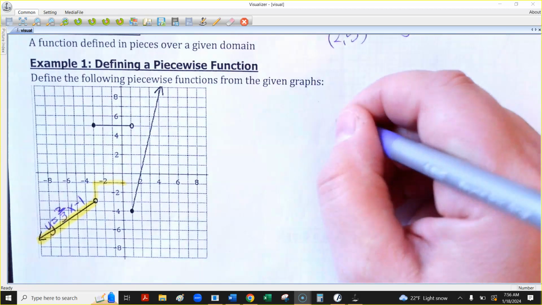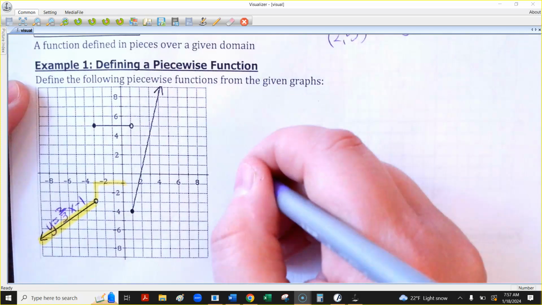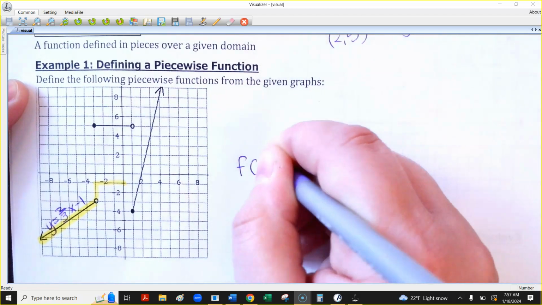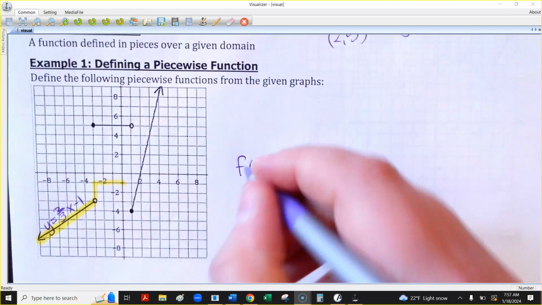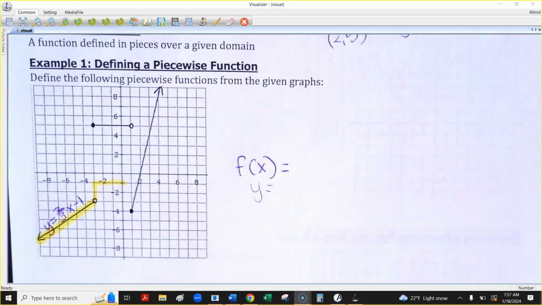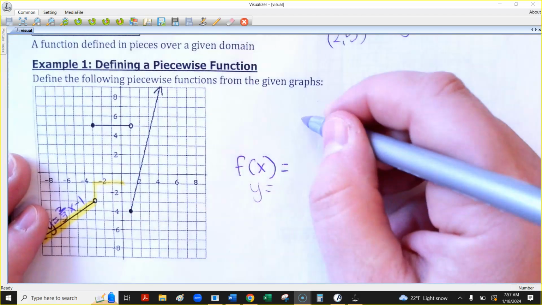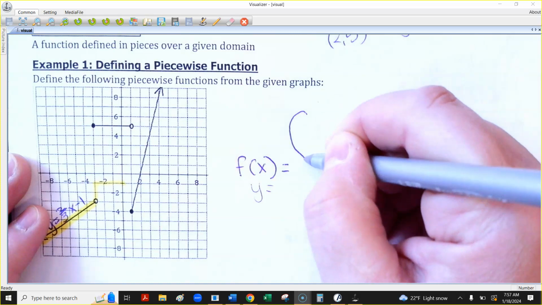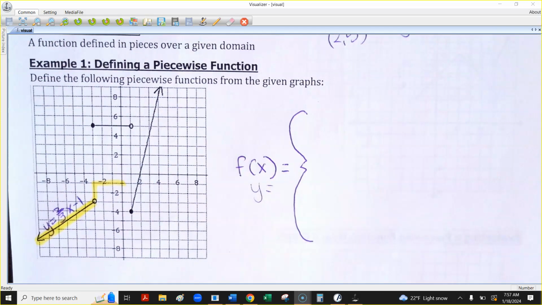So when you write a piecewise function, we're going to do this in a couple parts. I'm going to write f of x out in front. This is the same thing as y equals, okay? Now, there are 3 pieces here. So I'm going to put a little brace out in front of this, and we're going to write 3 equations.